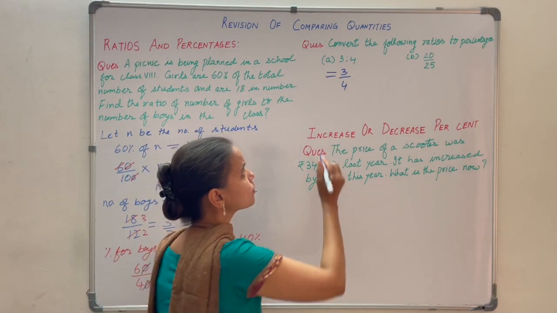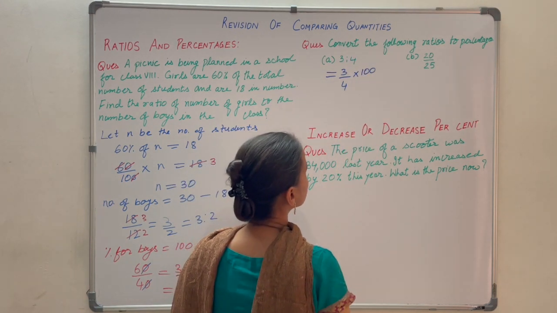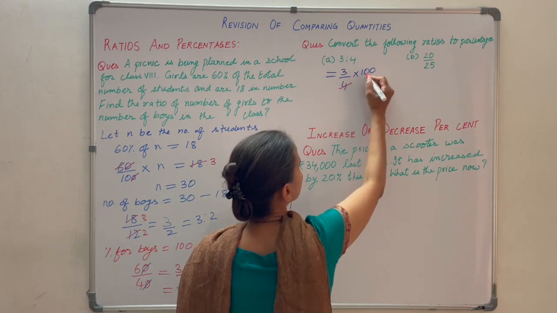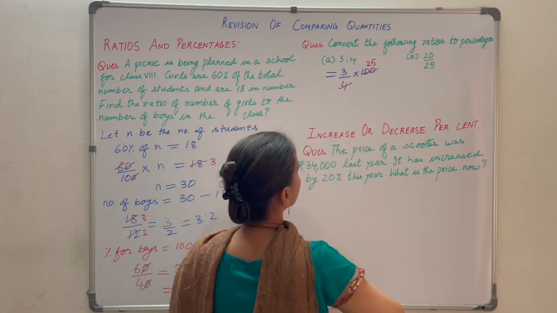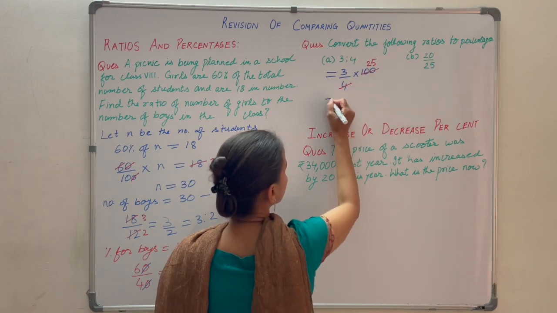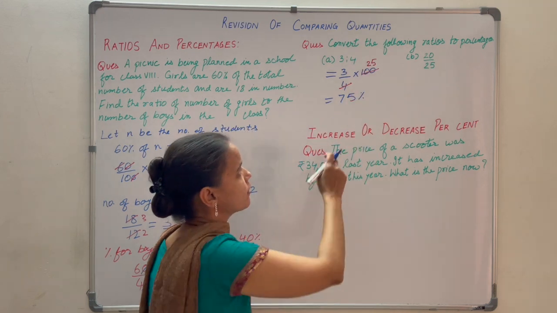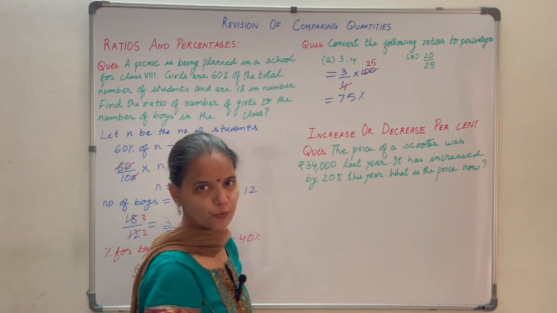So to do that you need to multiply here by 100. So you can cancel 4 and 100. If you cancel here, you get 25. So here 25 into 3 is 75%. So 75% is 75 upon 100, which is same as 3 by 4.